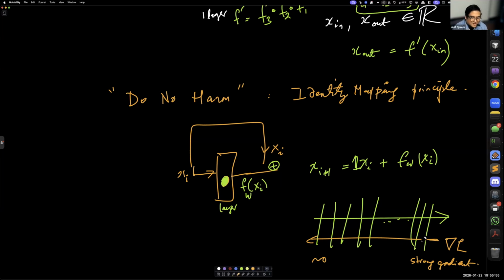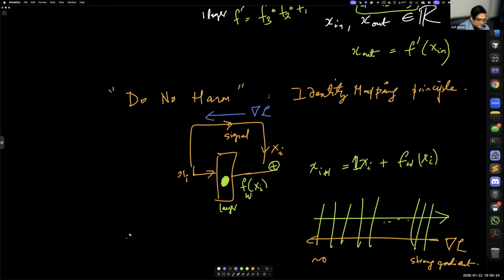Remember, the residual carries signal in the forward direction, but it also carries gradients. It carries the gradient. It gives you a path to move. The gradient also moves in the backward direction. So the gradient never vanishes. Why? The gradient of the previous layer is passed to the gradient of this layer.